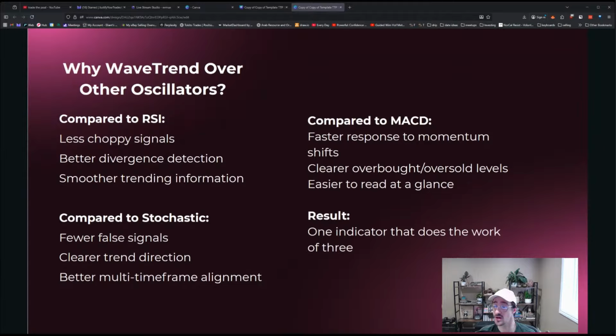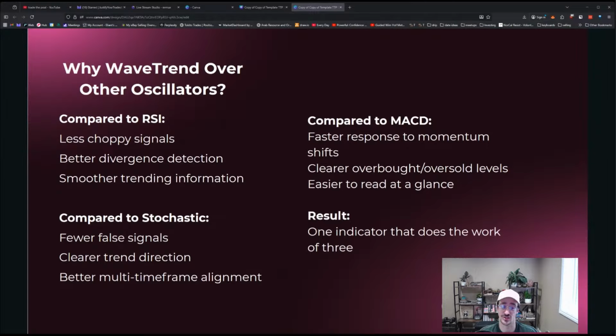Let's see. So going on MACD. MACD is going to be a little bit slower for the momentum shifts. Remember I said this WaveTrend oscillator tends to pick up a candle or two earlier than a MACD will on the signal. So it's going to have clearer overbought and oversold levels, again, just to do the trend smoothing. And I think it's easier to read at a glance for these reasons.